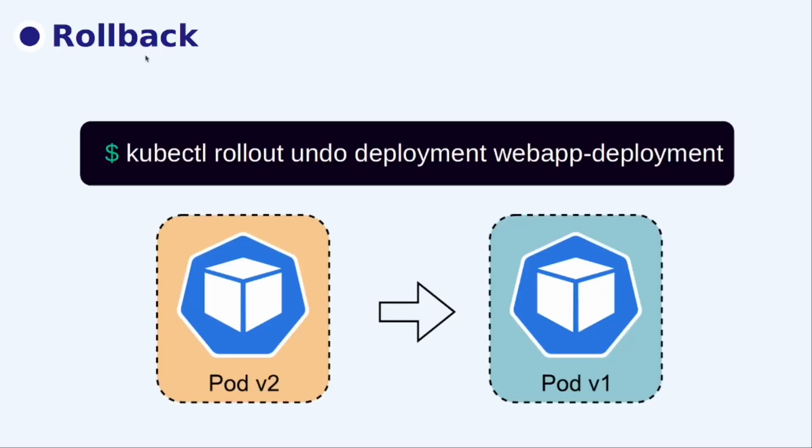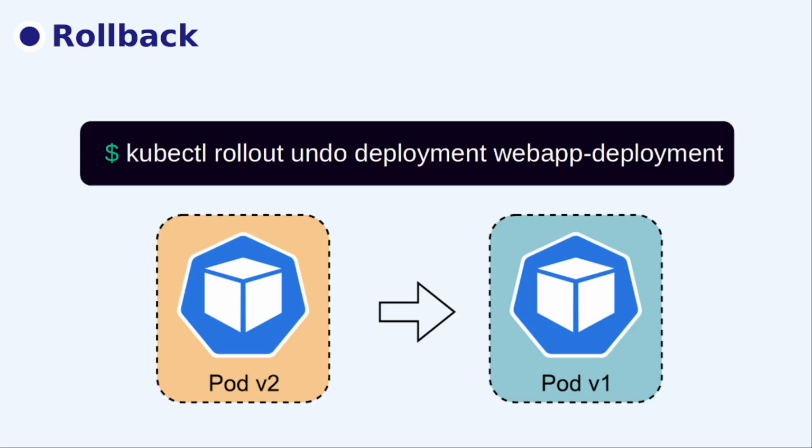Now let's talk about rollback in Kubernetes. When we deploy a new version of an application, sometimes unexpected problems can happen. For example, the new version may contain a bug or it may not work correctly in the production environment. The good thing is that Kubernetes provides a very simple way to fix this situation. If the new version causes an issue, we can run the following command.